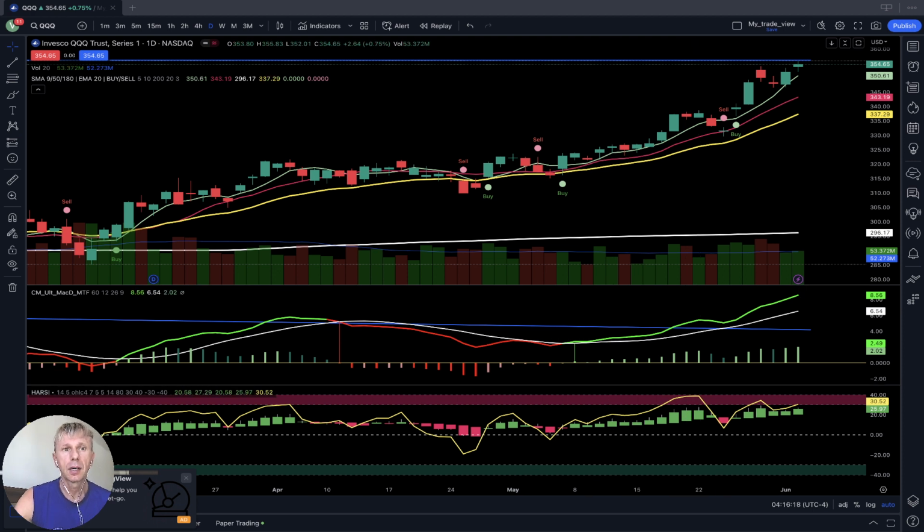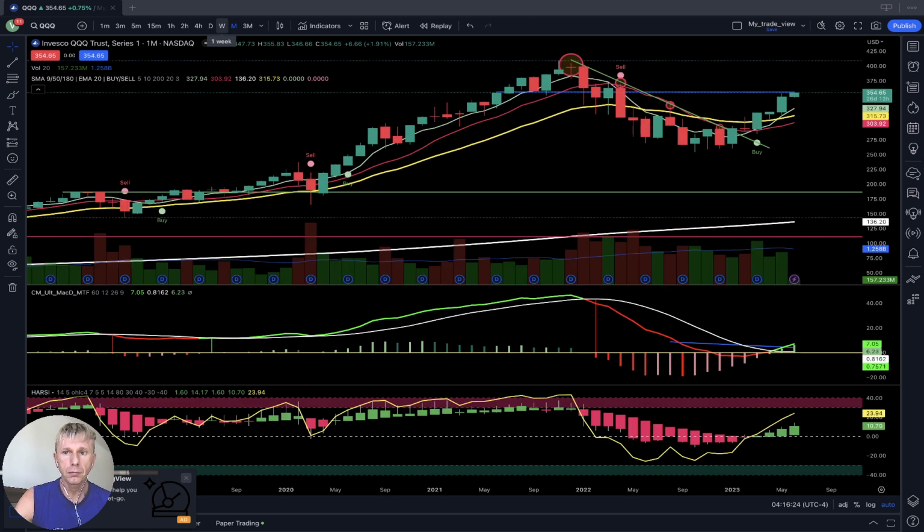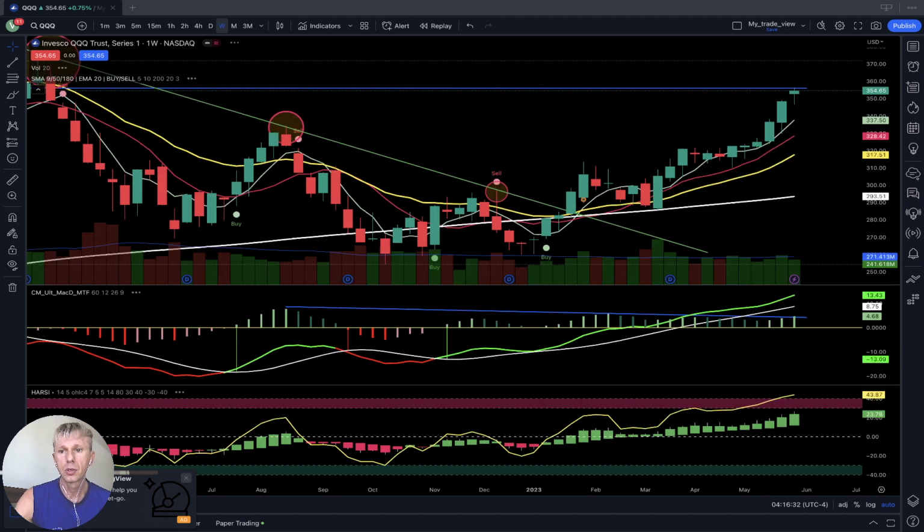Okay, let's start quickly from monthly, right? Let's see monthly. Monthly bullish crossover, MA5. Let's see weekly. Weekly bullish crossover, bullish trend on Qs. Qs, the most powerful index. Bullish trend on all indicators.